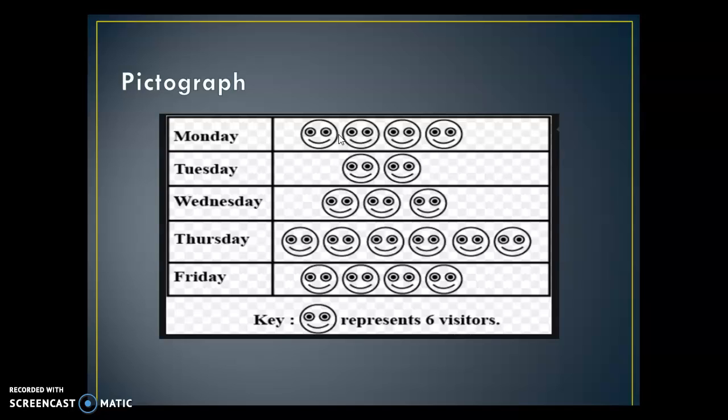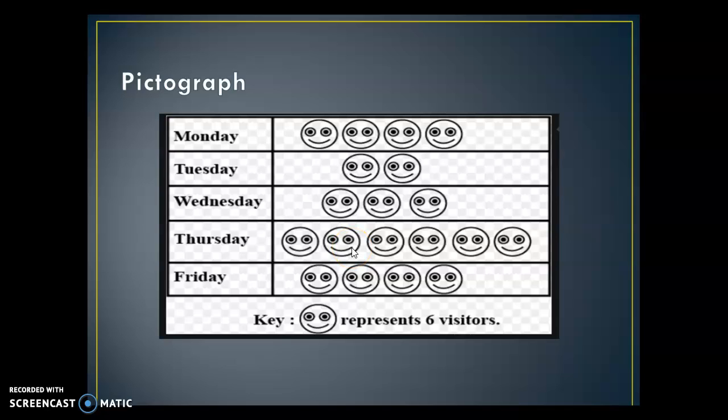Let's see, for example, a pictograph here. Here we can see that it is the number of visitors represented from Monday to Friday. So against Monday, we can see that there are 4 smiling faces. Below, it is represented that one smiling face represents 6 visitors. So in total, on Monday, 24 visitors have visited.